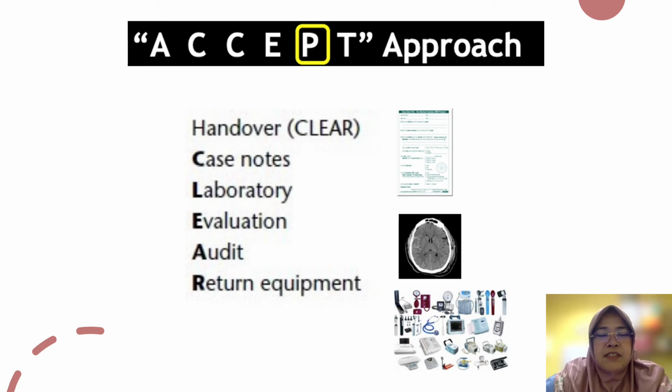Medical personnel involved with the transport of a critically ill patient also need to do a handover, for which they can use the mnemonic CLEAR. C stands for case notes, where they need to bring all the case notes of the patient together with the laboratory findings, the evaluation from the referring doctors, the audit form if available, and the checklist of the return equipment if available.